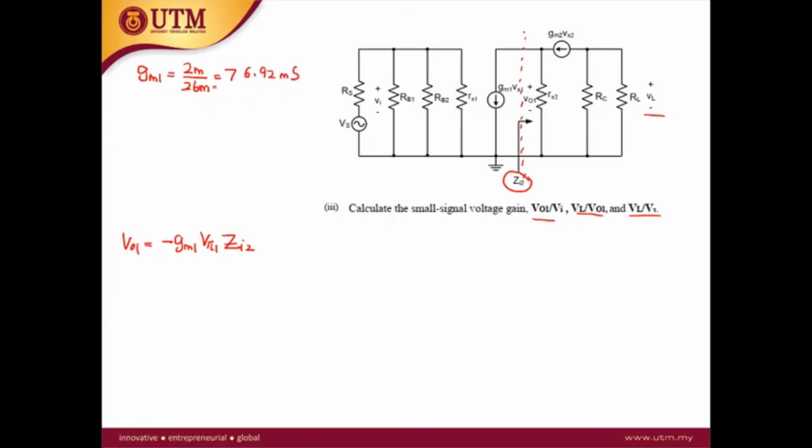GM2 is also equal to 76.92 milli Siemens, because we have almost the same IC current. So R pi 1 is equal to R pi 2 because the beta is also the same. So this is 200 over 76.92 milli, which is equal to 2.6K.